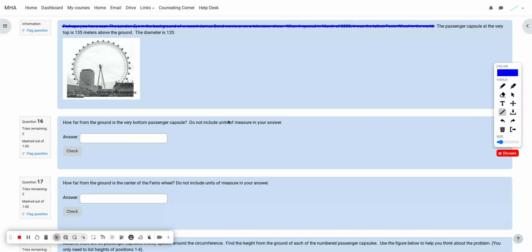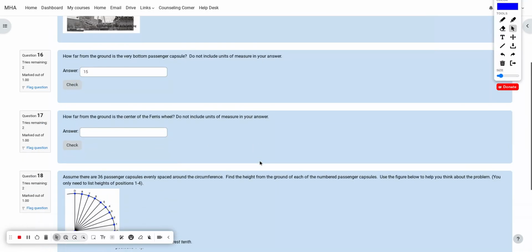Now the first question says, how far from the ground is the very bottom passenger capsule? Well, there's something funny here. This is essentially just saying, what is 135 minus 120? Because the very top is 135, the diameter is 120. So, subtracting that, we get that the very bottom capsule is actually 15 feet off the ground. So number 1 is 15.